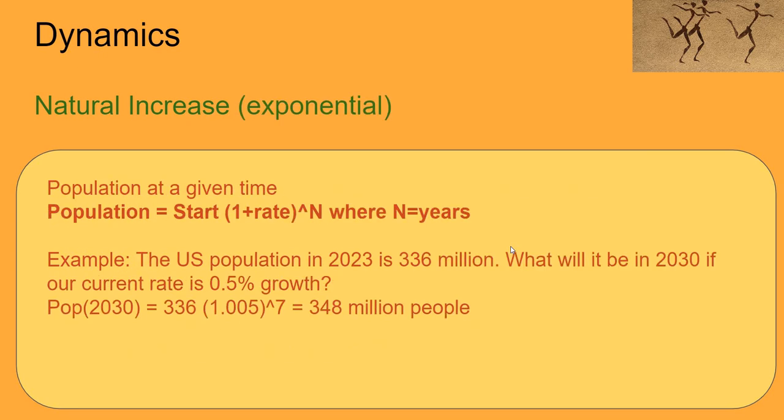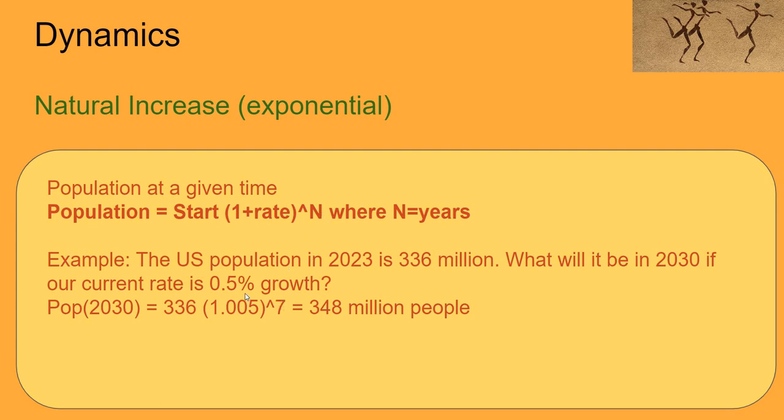A more complicated way is you could use the exponential equation. You probably use these in your math classes. The population at any given moment is equal to the starting population times 1 plus the rate. The reason it's 1 is that you don't lose the population, you're going to add to it. And then to the power of n, where n equals how many years are going on here. So for example, the population of the United States today in 2023 is 336 million. We'd put that in our start. What will it be, for example, in 7 years?